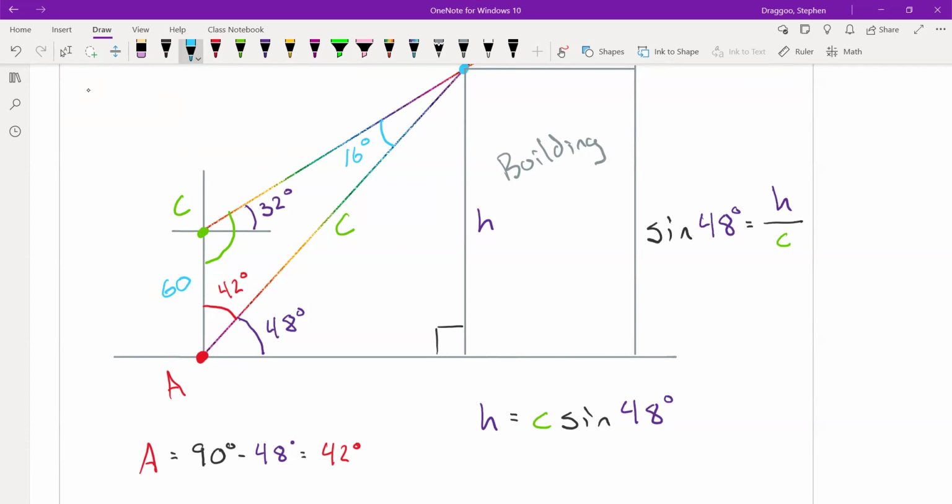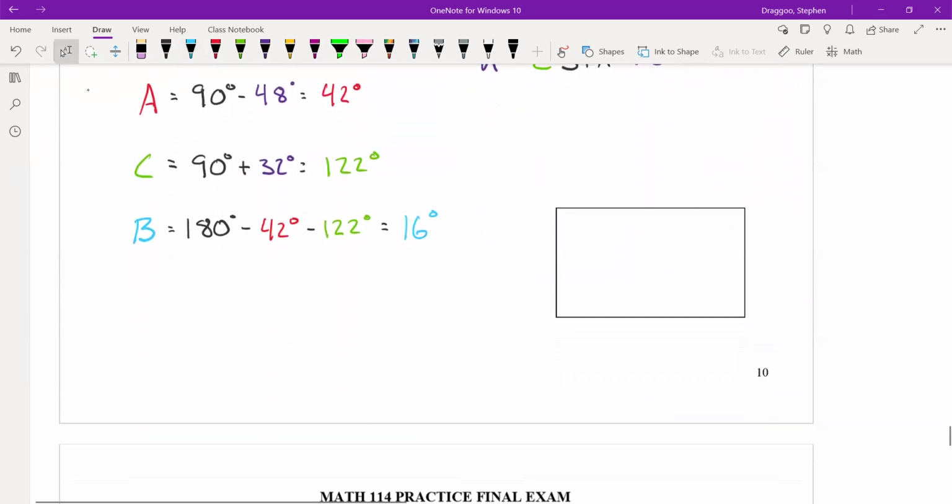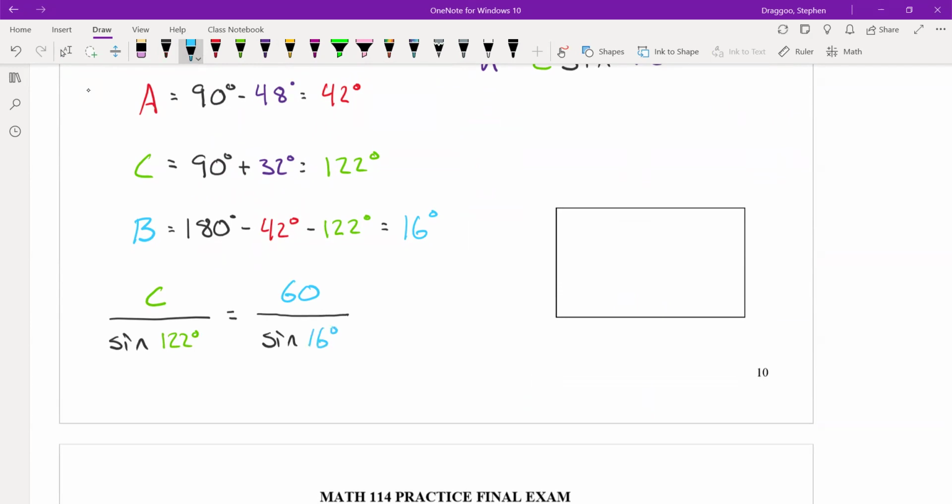We know one of our side lengths. We could use the law of sines to figure out our missing side length. So let's do that. The side length we really wanted to know was C. So I'm going to put it up in the numerator. C divided by the sine of its angle, which is 122 degrees, should be equal to side length B, which is 60, divided by the sine of angle B, which was that 16 degrees.